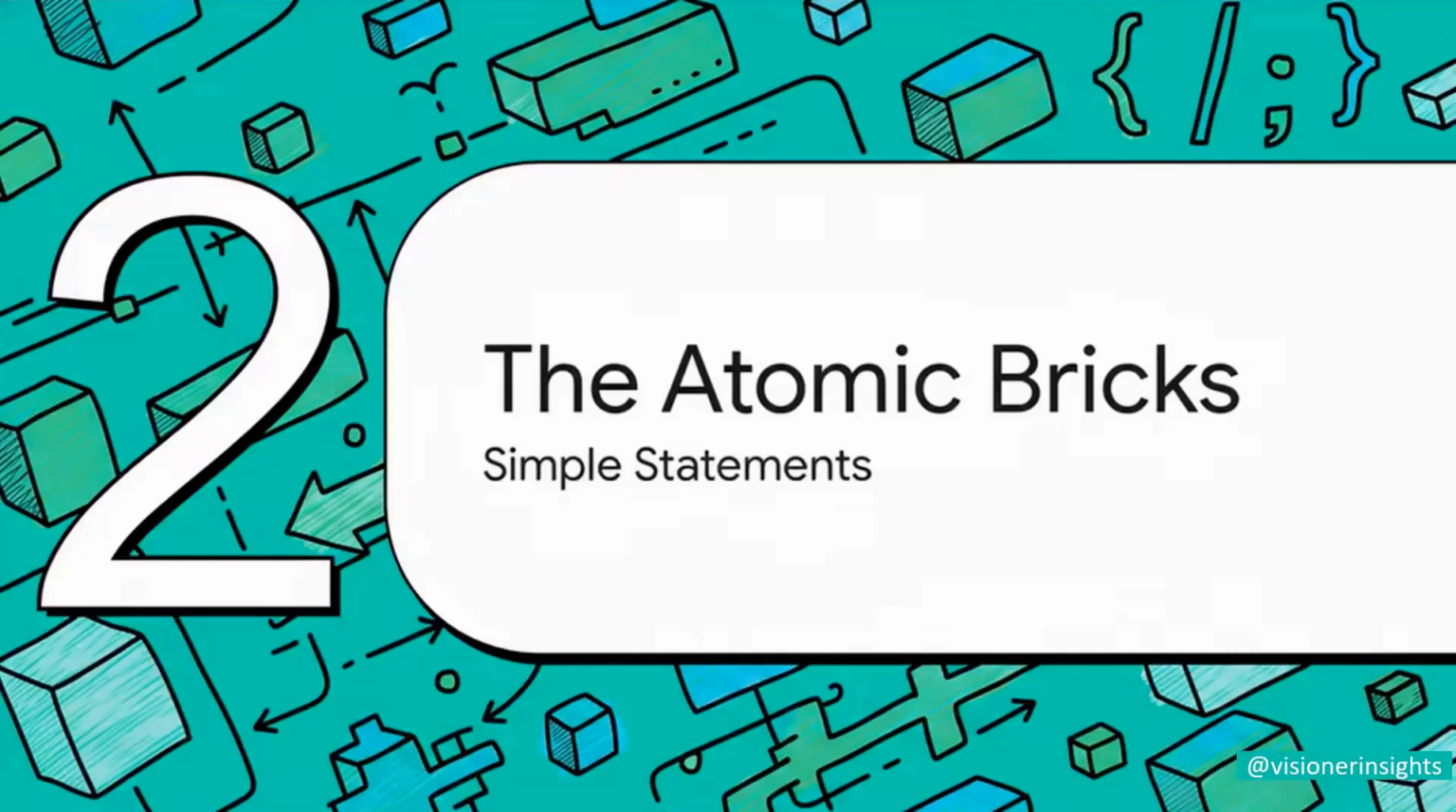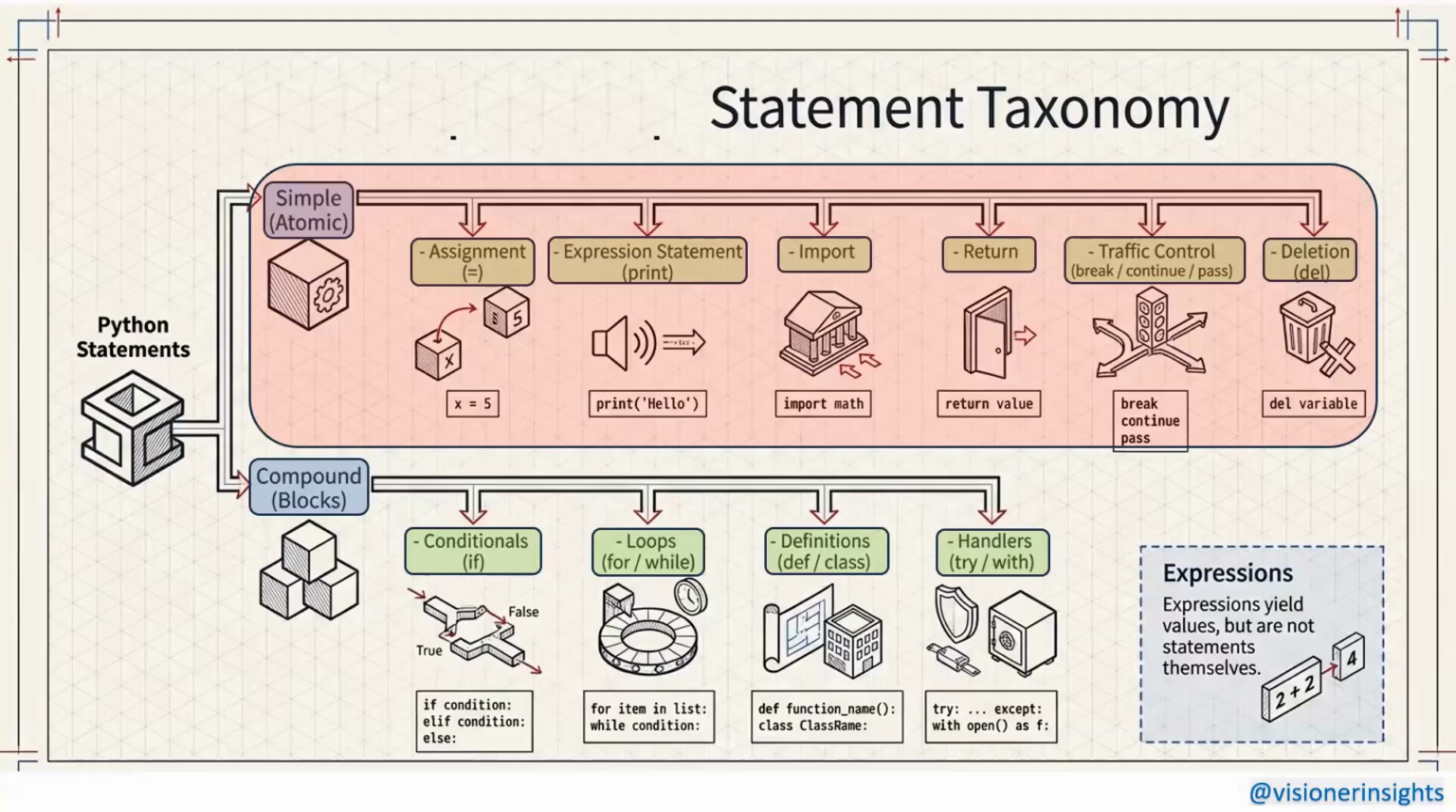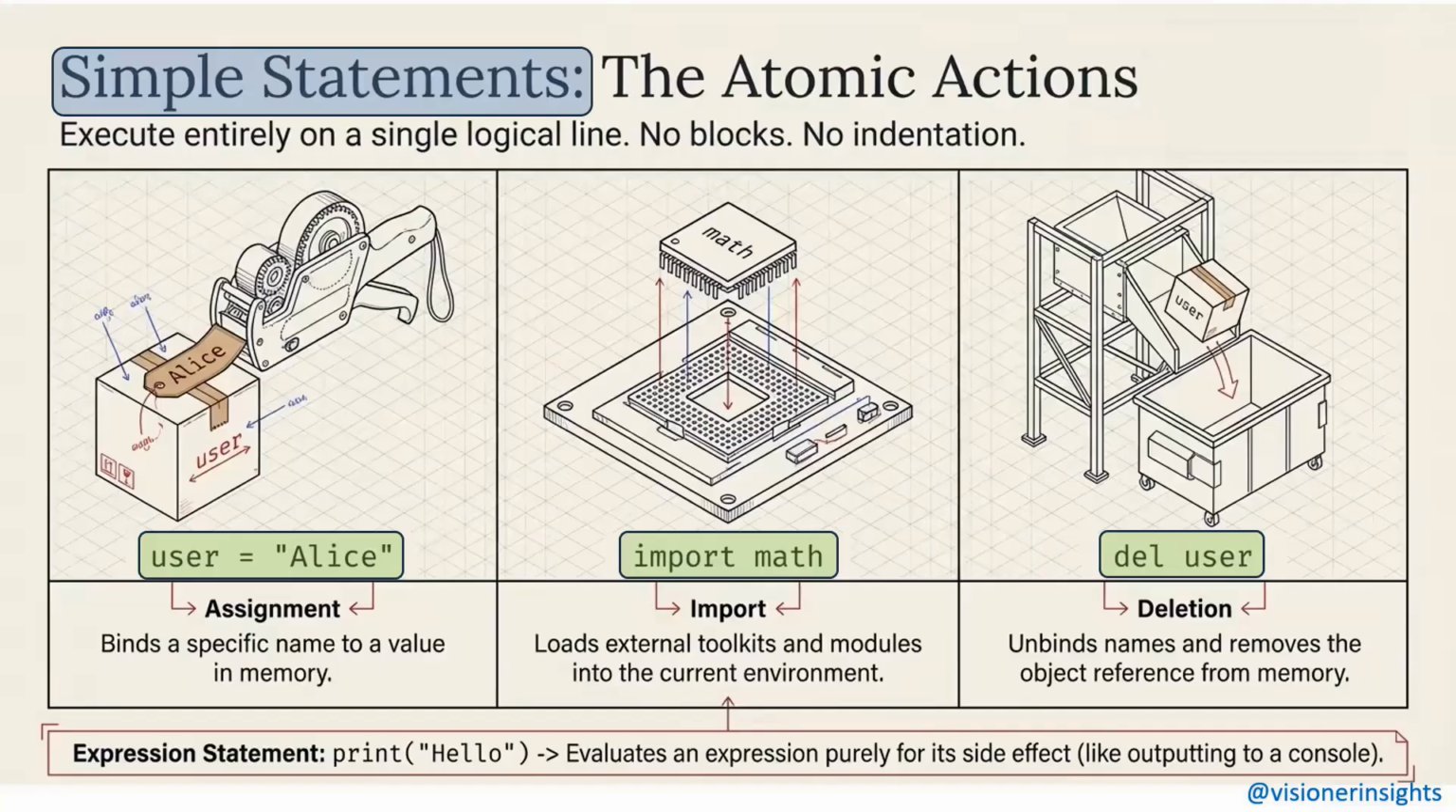So if statements are all about action, it makes sense to start with the simplest actions possible, right? These are what I like to call the atomic bricks of our code. These are the foundational single-line commands that everything else is built on. And these are so direct. They're self-contained, one-line commands. As you can see, assignment is basically a label maker. It attaches a name to a value. Import is like plugging a new tool into your workshop. Suddenly, you have new powers. And deletion, that's the cleanup crew, getting rid of a name and freeing up that space. They're immediate and they're powerful.